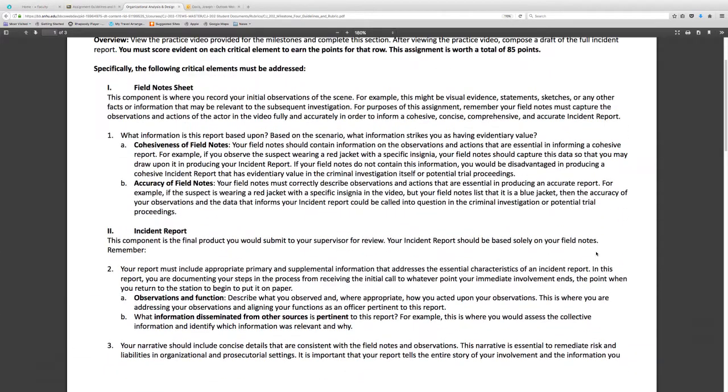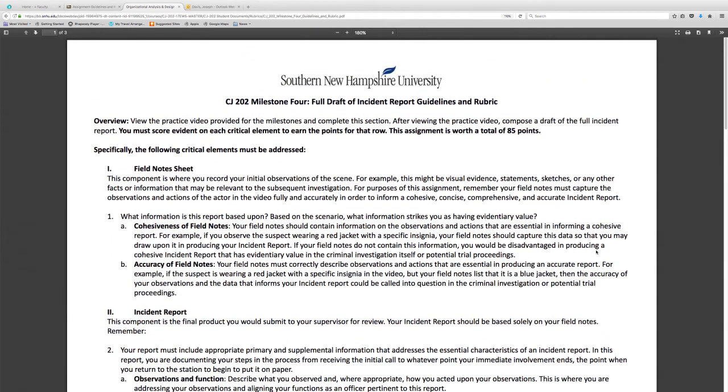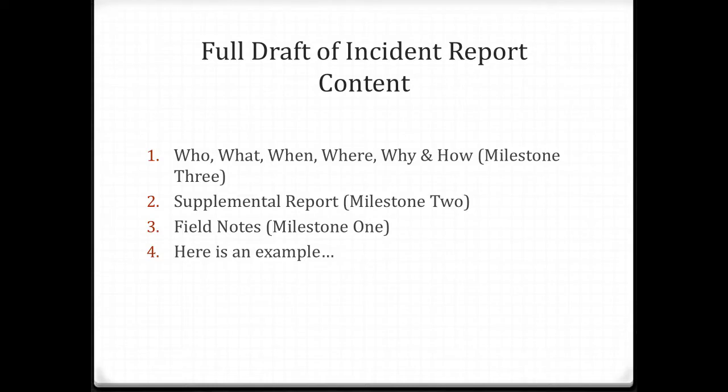Please, please, please take time to read through this. Make sure you understand it. If you have questions, let me know. Okay, if we take a look at what's really expected, what do you have to put in your paper and turn into me by the end of the week here?